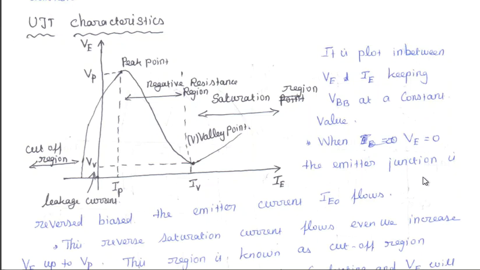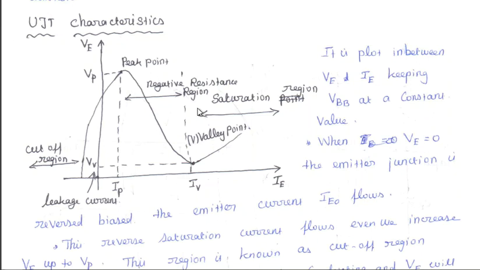Next, we are going to see the negative resistance region. For this region, the UJT is in active mode. When the emitter voltage VE becomes equal to VP, the PN junction becomes forward biased and IE starts flowing. The voltage across the device decreases in this region, while the current through the device increases. Hence, this region is called the negative resistance region. This decreases the resistance RB1. This region is stable and used in many applications. This region continues till the valley point.